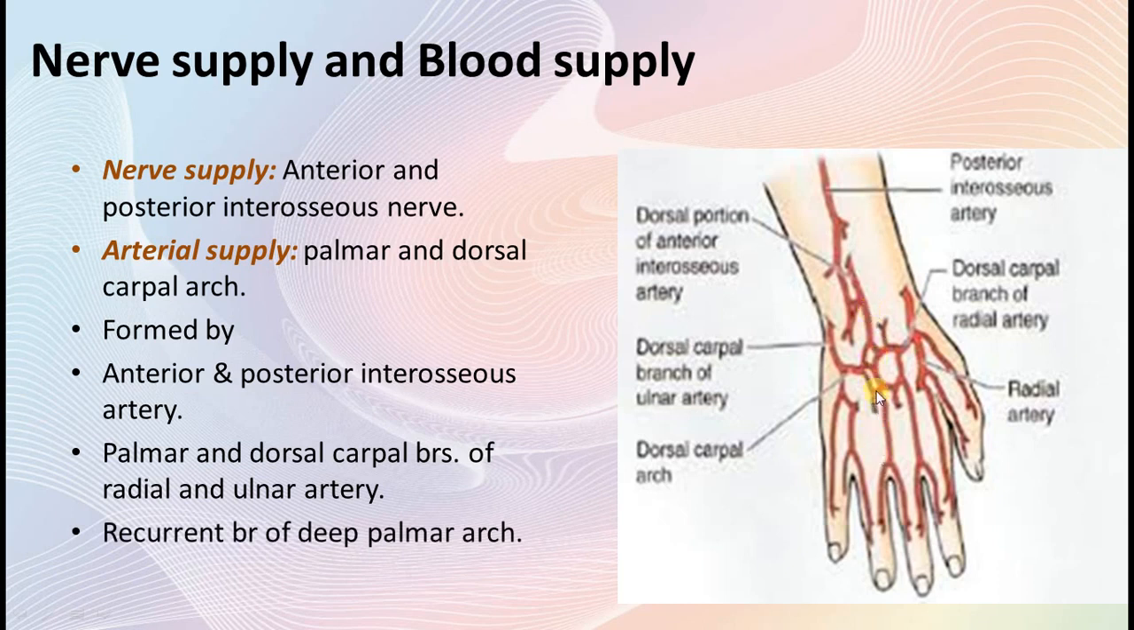Then the recurrent branch from the deep palmar arch. So it is somewhat like a cross, from above, below, and from the sides. It is formed in front and behind. So that is the formation of the carpal arch, which is responsible for the blood supply around the wrist joint.